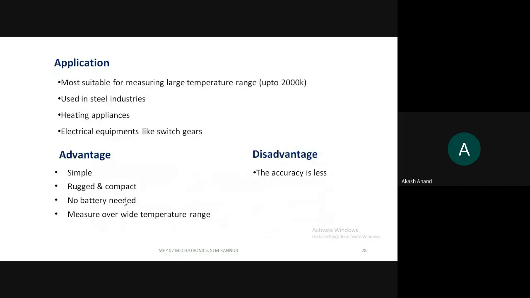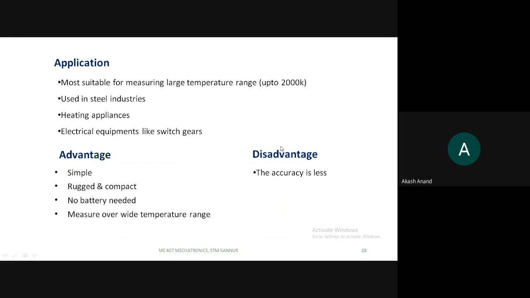The next advantage is no battery is required for working of this device. Okay, and the next advantage is it can measure over wide temperature range. You can see that we can measure up to 2000 Kelvin. It is a very big temperature. So in industrial applications, we can use this device. So it can be used to measure wide temperature differences or temperature range.